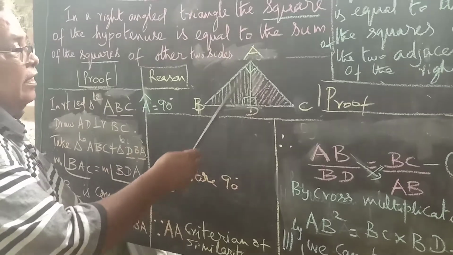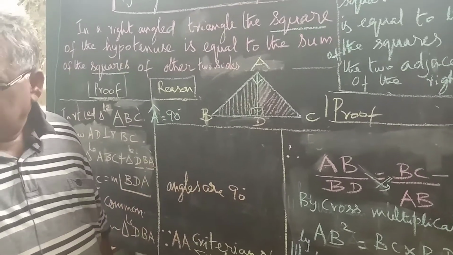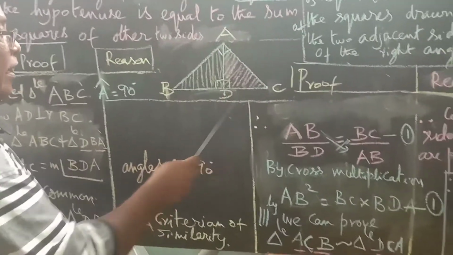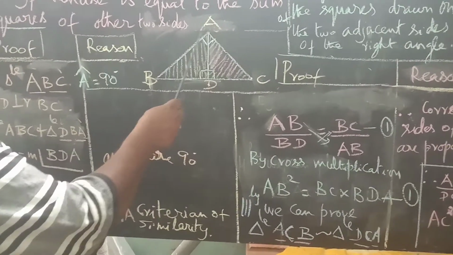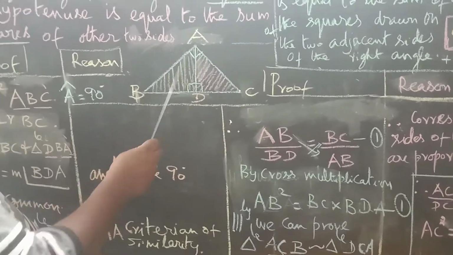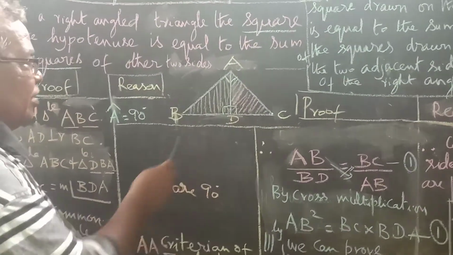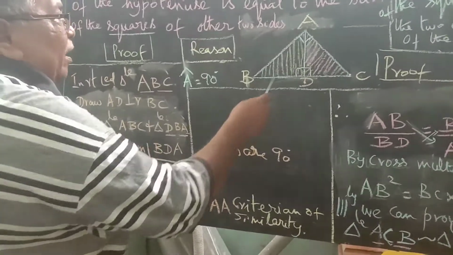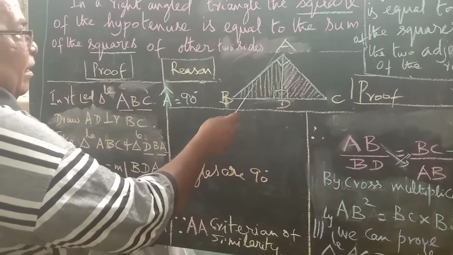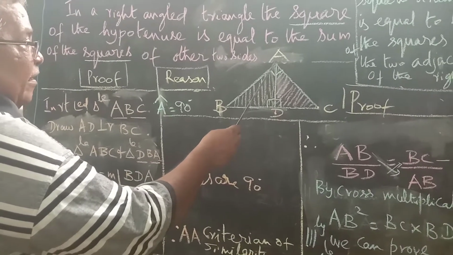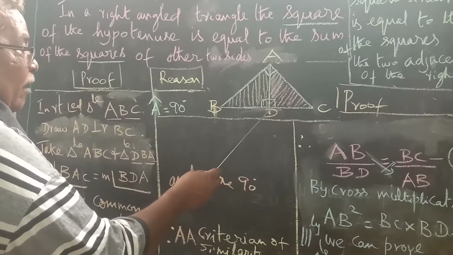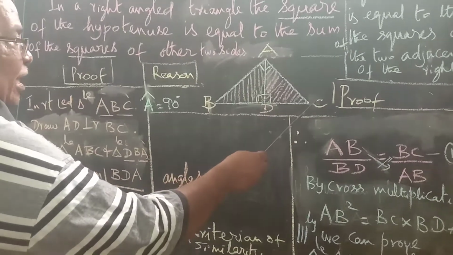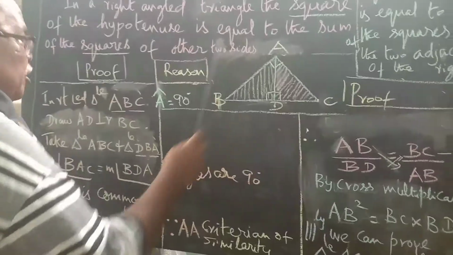Now here, see, triangle ABC and DBA. Where is the right angle triangle? I am taking the pair of the bigger triangle and the smaller one, that is triangle ABC and DBA. Why am I writing like this? Here the right angle is at A, and here the right angle falls at the point D. So I am taking it like that: ABC the bigger triangle, DBA the small triangle.